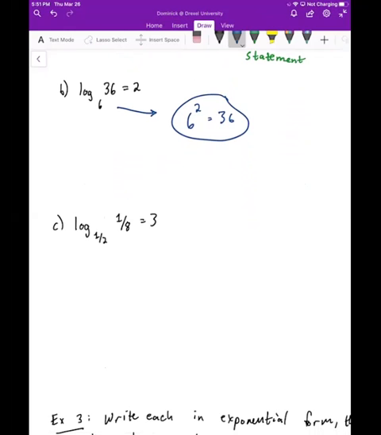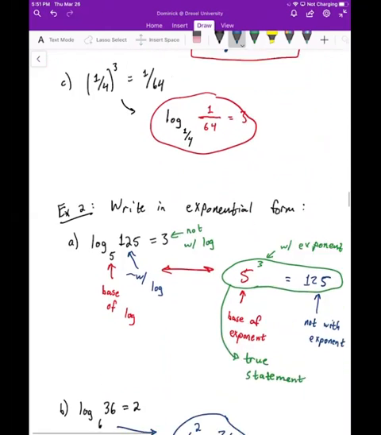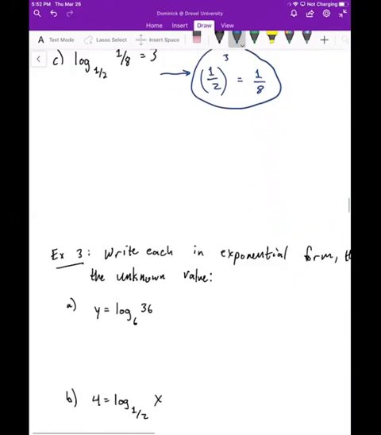Okay, for part C, base is still my base, so we have 1/2. And then the thing that's not with my logarithm is the 3, so that better be with my exponent. And then I have the 1/8, right, which is with my log, so that better not be with my exponent. And of course, this is, again, another true statement. Okay, so hopefully that's not too bad. And again, if you can understand going back and forth between these two forms, that's a huge part of the battle in understanding logarithms.